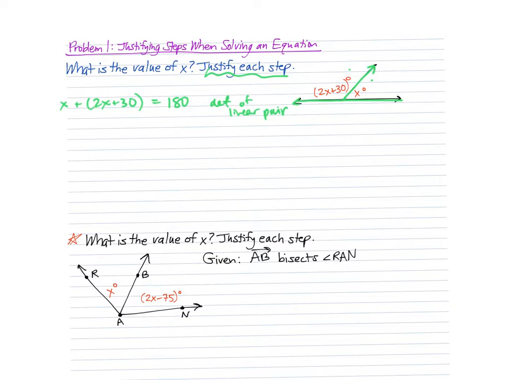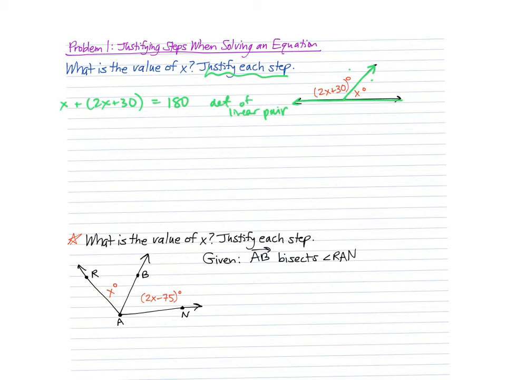Some proofs might even have you write, okay, it's a linear pair, given. Linear pairs are supplementary, definition of linear pair. And then we could write this equation and say definition of supplementary, but we're just going to simplify this since this is our first stab at these kind of proofs where we're justifying each step. So we know because of definition of linear pair that this plus this equals 180. So then let's just solve this equation.